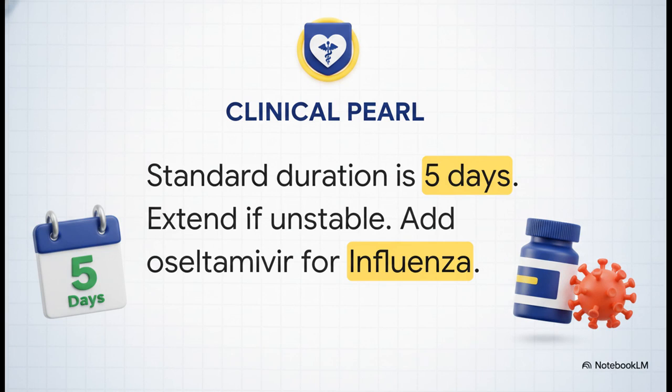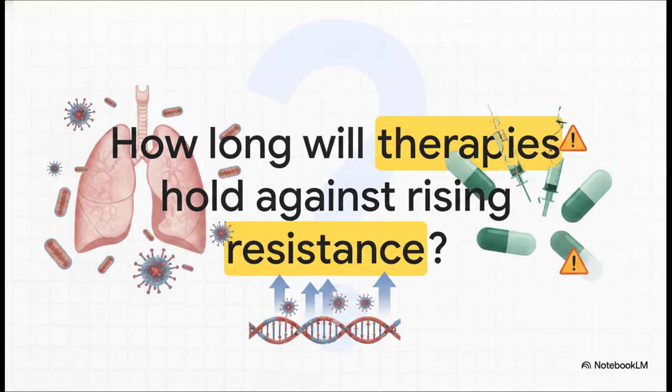To finish our treatment plan, I have 2 final clinical pearls you absolutely must commit to memory. First up, the standard duration for these antibiotic regimens is 5 days. However, you've got to use your clinical judgment and extend that timeline if the patient remains clinically unstable. Second, if your forensics reveal a viral co-infection, specifically influenza right alongside the CAP, you must add oseltamivir to the regimen.